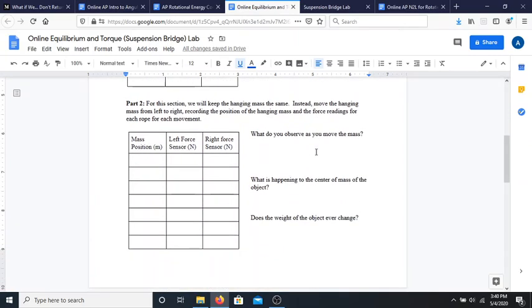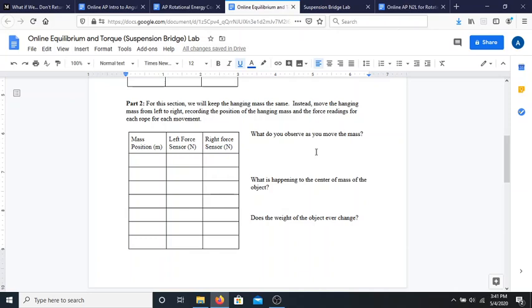Now, for part 2, this time you kept the mass the same but moved it around the bar. If you moved it from left to right, you probably noticed at first the left force was much higher than the right force. But as you move it from left to right, you start to see the opposite: the left force goes down and the right force sensor goes up.